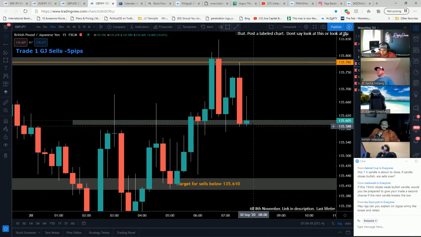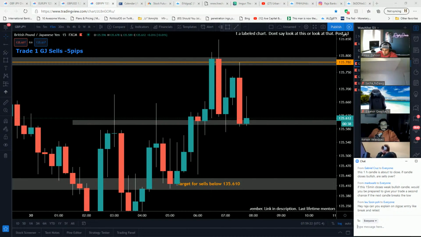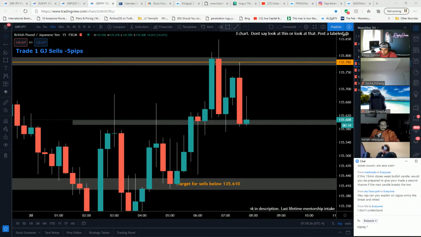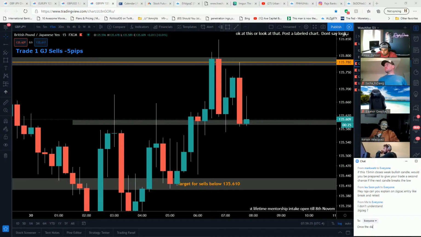You still in BPK? No, I didn't take it. Oh, okay. Waiting for this 1 hour to close. I think it's going to close like this. Then the next 1 hour is going to go a bit higher, and then it's going to drop to fill the previous 1 hour wick to the downside.